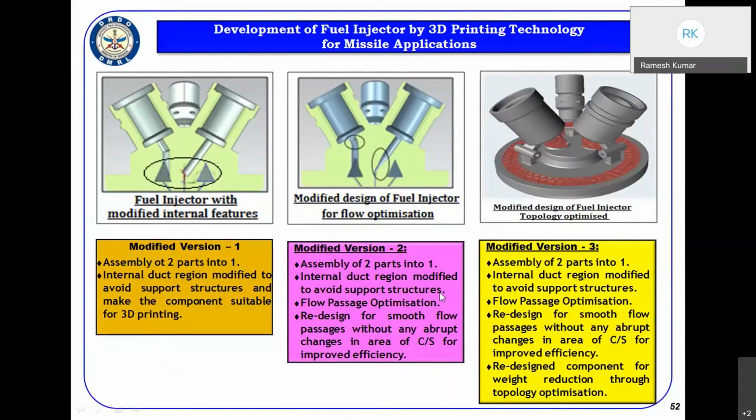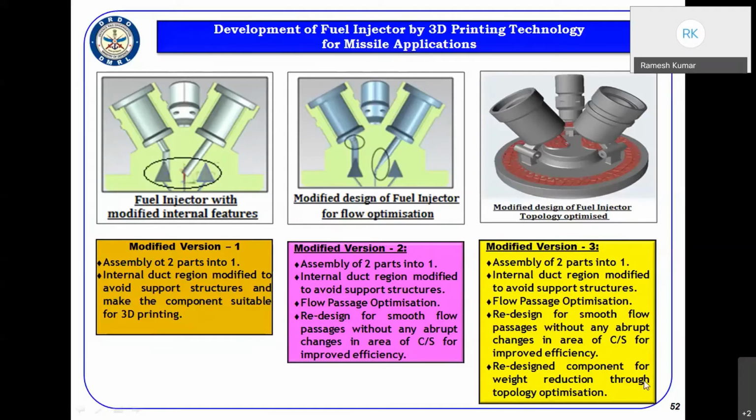Further, the modified version 3 assembly, including these two, redesigned for smooth flow, and the component redesigned for weight reduction through topology optimization by introduction of the lattice structures. So this first version and third version have been taken up for 3D printing, and this is the build layout we have finalized for making the component. These are the third version and this is the first version.